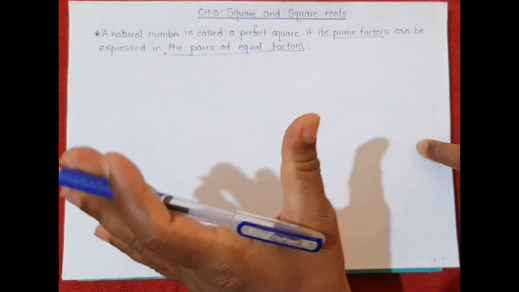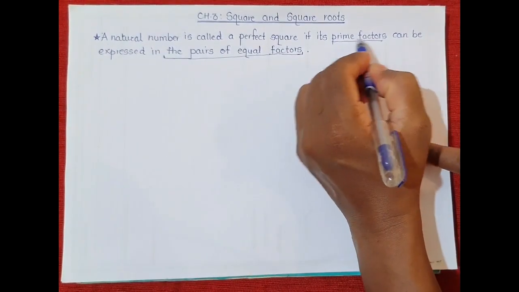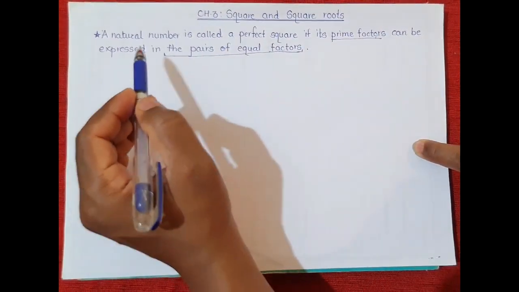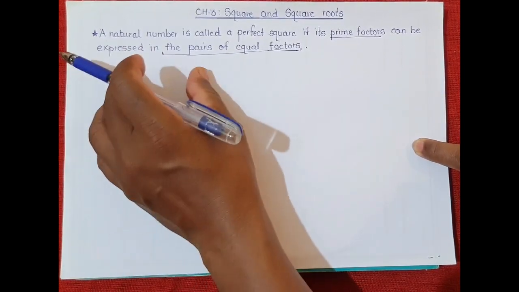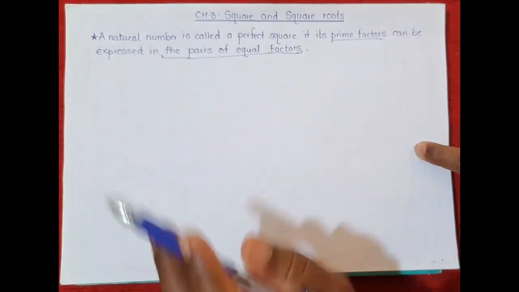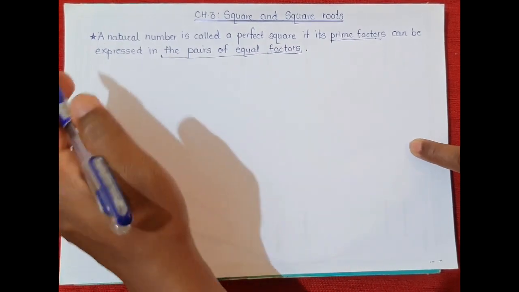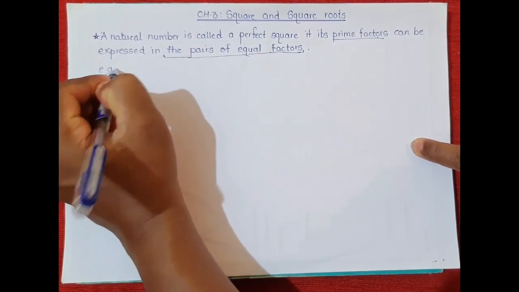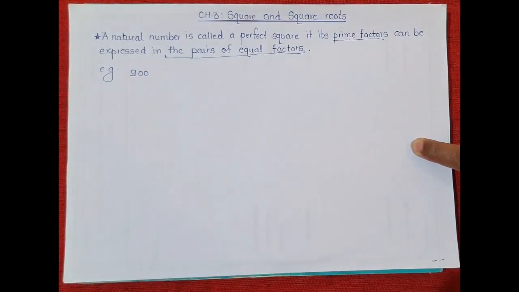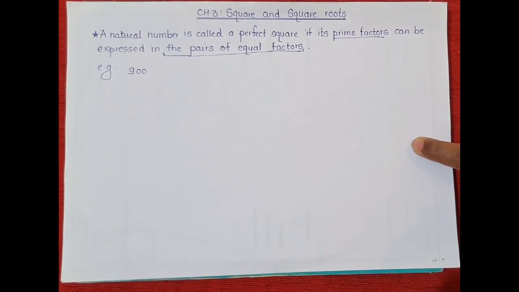See, a natural number is called a perfect square if its prime factors... So first of all, if you want to identify whether any number is a perfect square or not, first we need to find the prime factors of that number, and after that we have to check whether the prime factors obtained are in pairs of equal factors. Okay, so what is meant by pairs of equal factors? We are going to see. For example, if you take the number 900, we have to identify whether 900 is a perfect square or not.